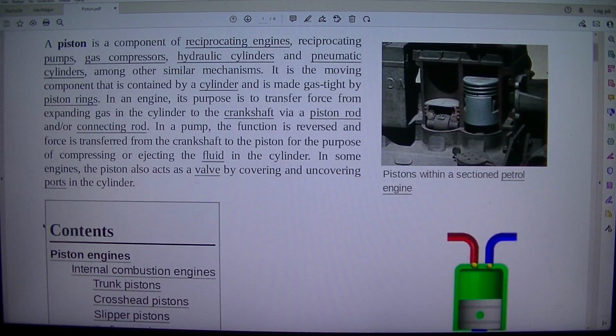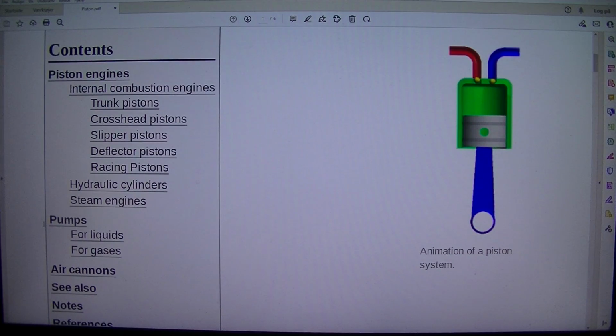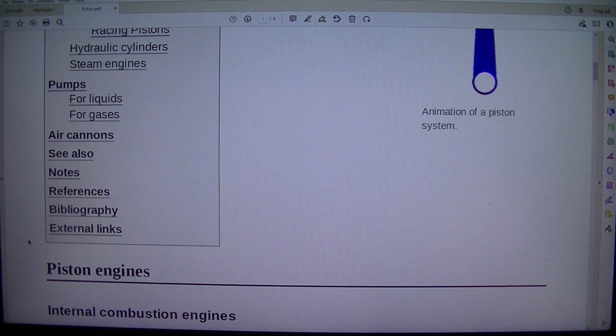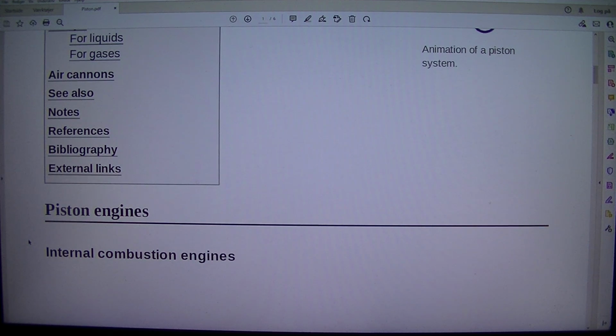Contents. Piston engines. Internal combustion engines. Trunk pistons, crosshead pistons, slipper pistons, deflector pistons, racing pistons, hydraulic cylinders, steam engines, pumps for liquids, for gases, air cannons. See also notes, references, bibliography, external links.